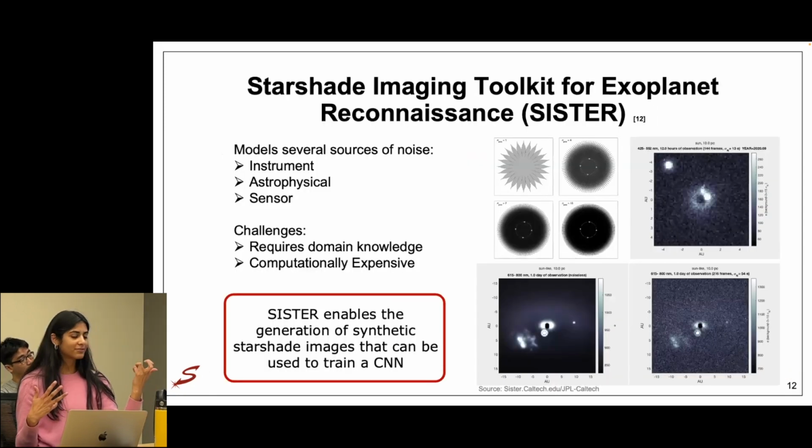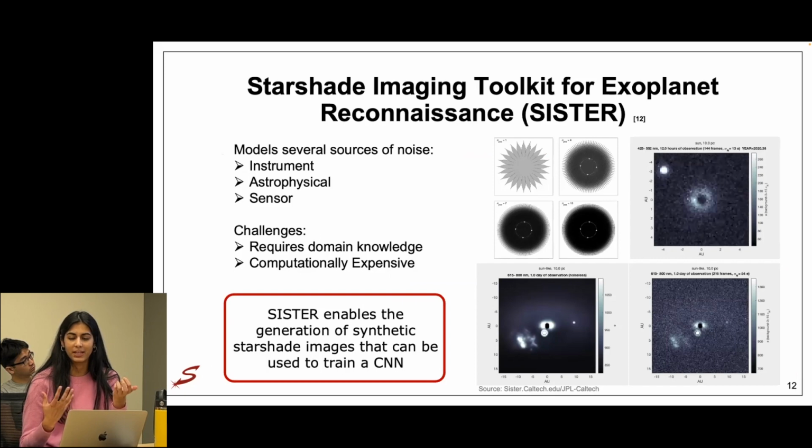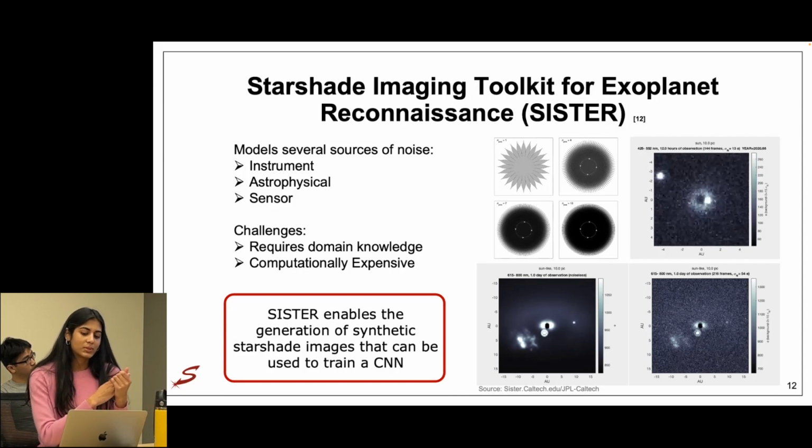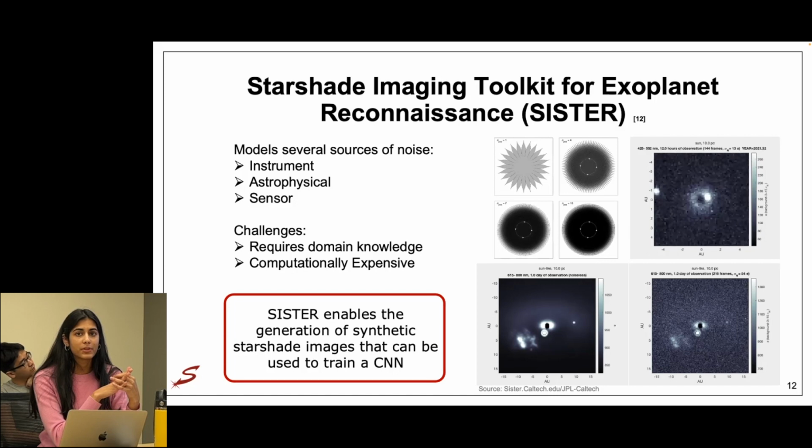When we're speaking of lack of data, the difficulty, of course, with real data is that we don't know whether the images that we currently have contain planet signals. And with starshades, we don't actually have any data. Luckily, there have been recent advancements in simulation technology with the Starshade Imaging Toolkit for Exoplanet Reconnaissance, or SISTER, which is able to simulate starshades with several sources of noise. This is the most realistic simulation technology we have in order to generate synthetic starshade images.